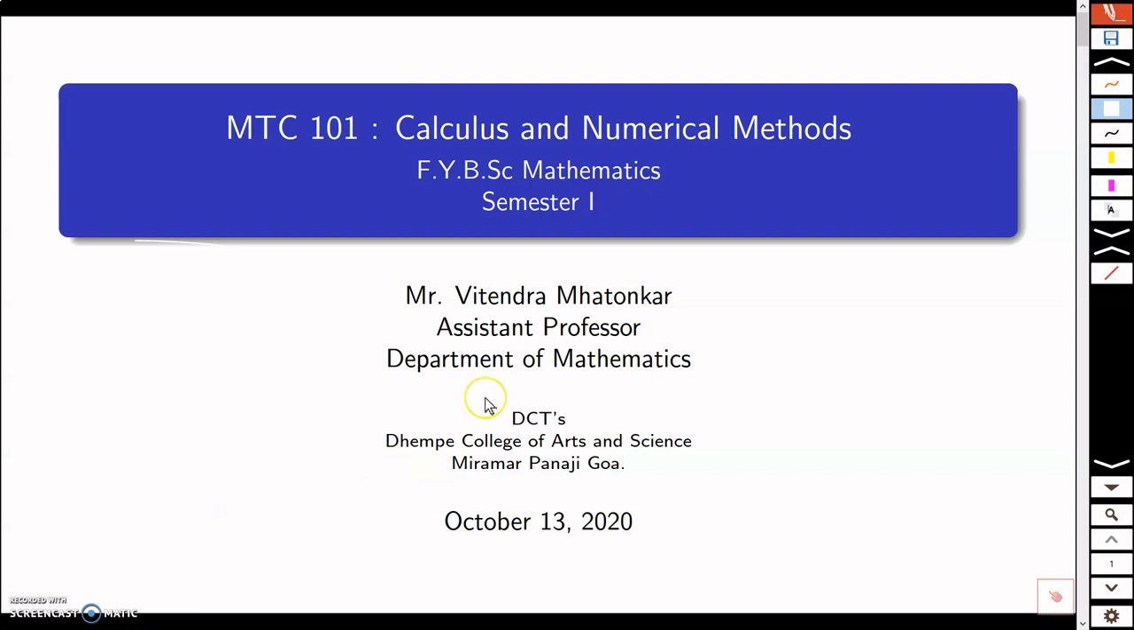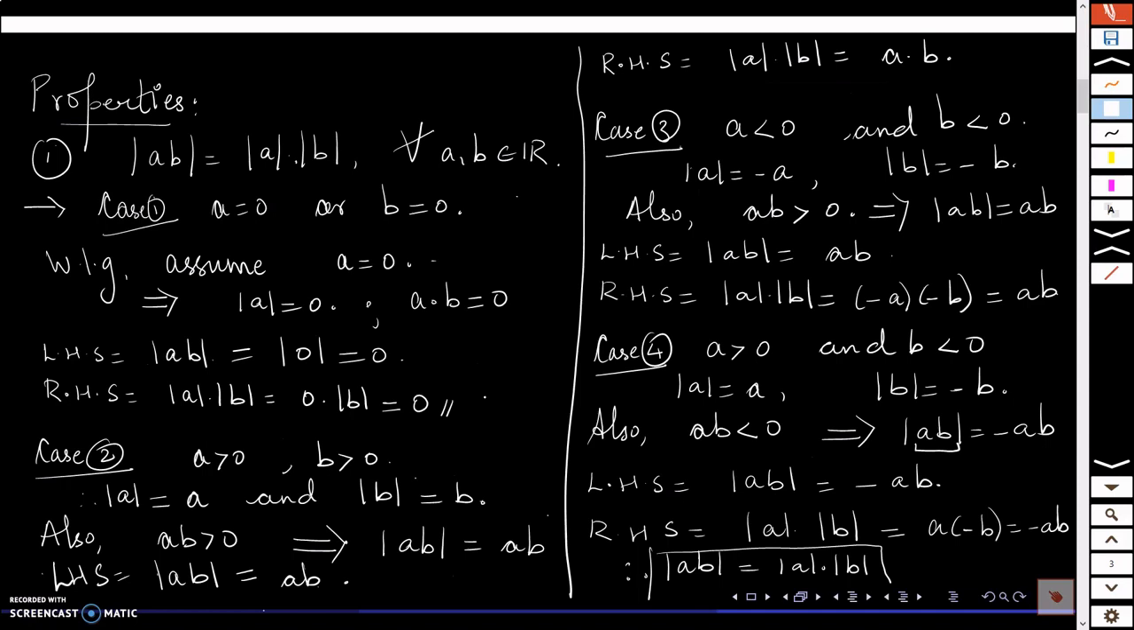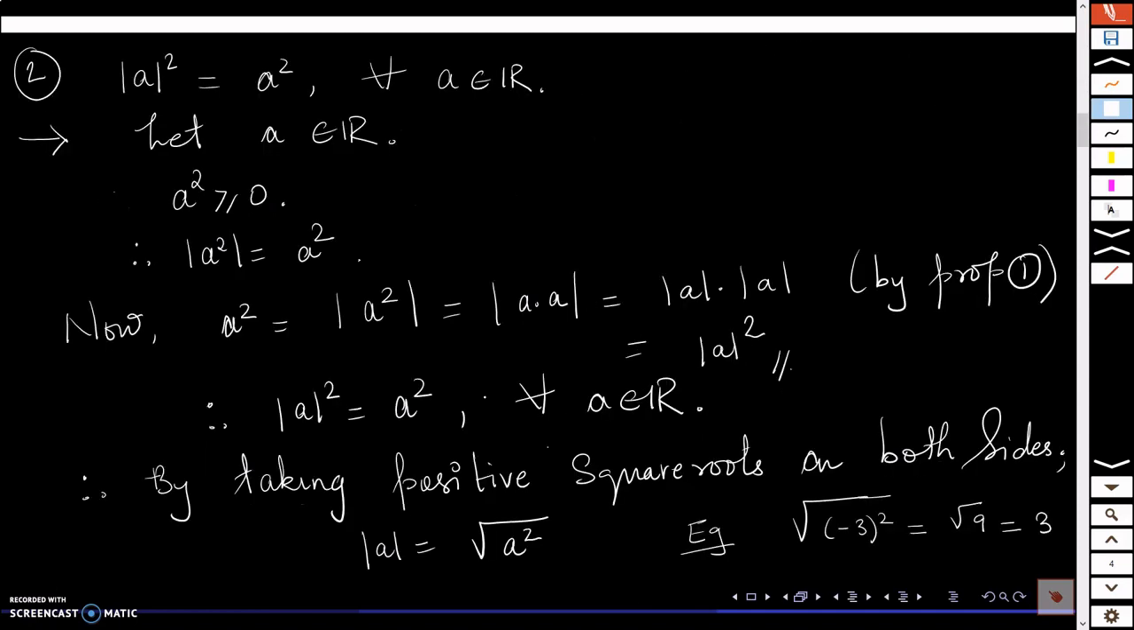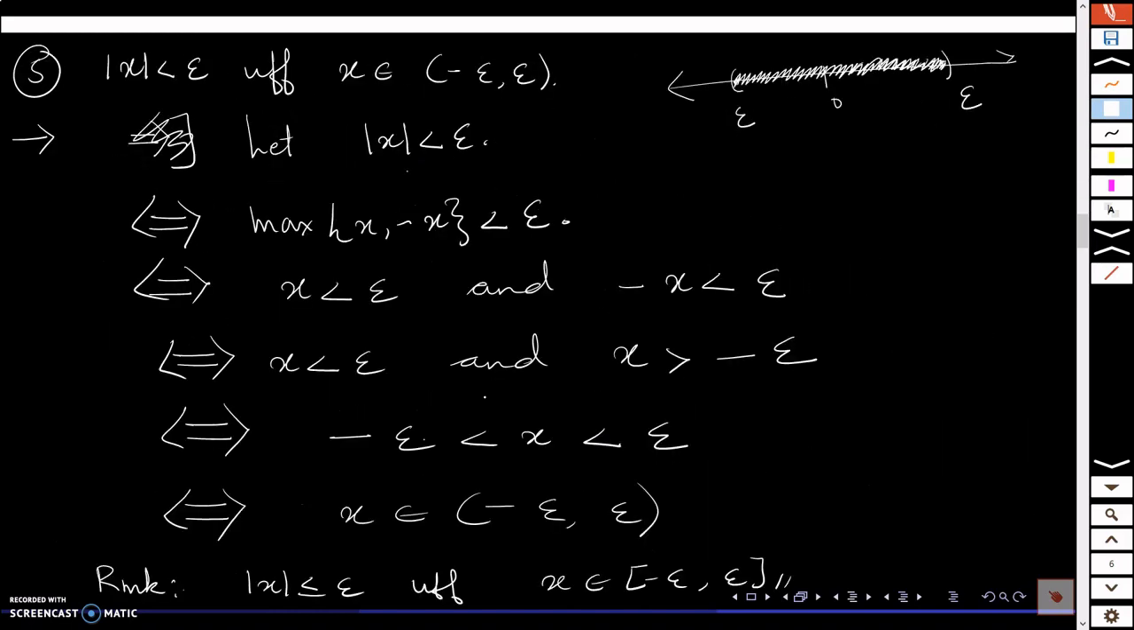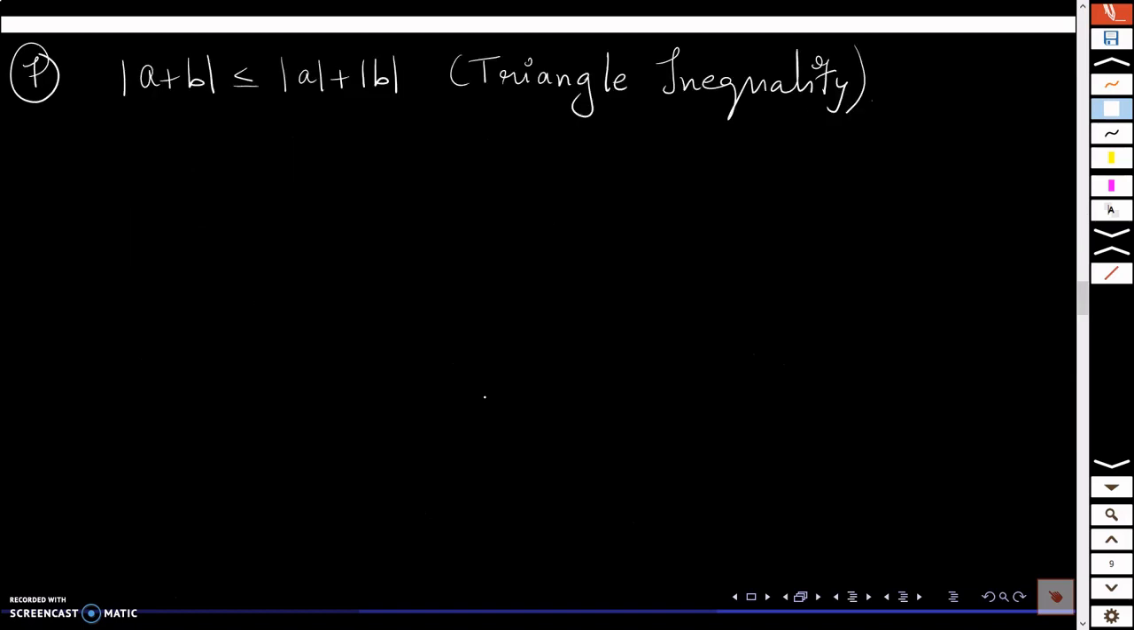Hello everyone. Welcome to the continuation of the last lecture on the topic absolute value function. In the last video, I have already discussed the absolute value function. We defined the absolute value function and we discussed some properties. First six properties were discussed in the last lecture. Alright, so the remaining we are going to do in this lecture.